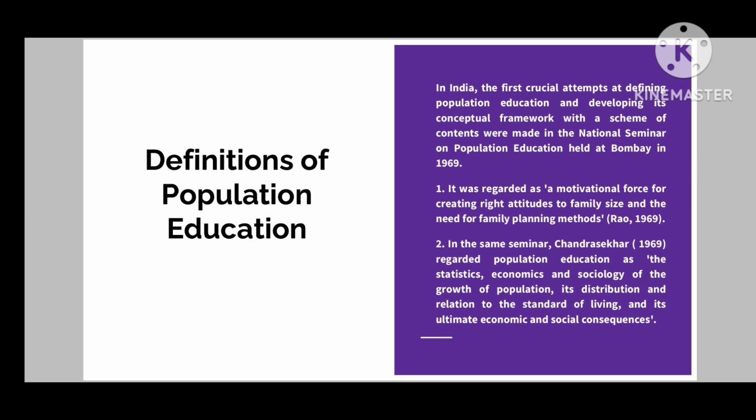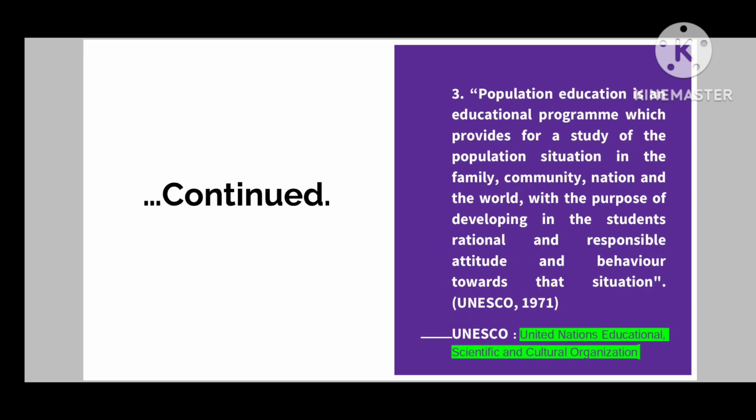So, in this slide, there are two important definitions. One is given by Rao in the year 1969, and the second definition is given by Chandrasekhar in the year 1969. Now, the third definition given by UNESCO. Do you know the full form of UNESCO? UNESCO stands for United Nations Educational, Scientific and Cultural Organization. The definition given by UNESCO in the year 1971.